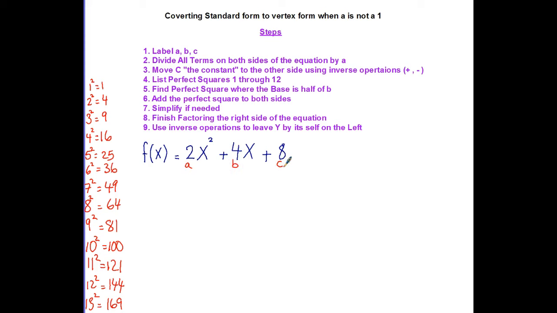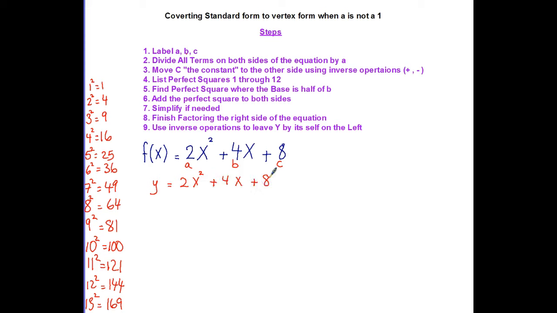So we need to label everything just like yesterday. Label your a, your b, your c. So if you're not comfortable with the f of x, you can just write it as a y. This is the same thing. Equals 2x squared plus 4x plus 8. And that should not change anything in the question.